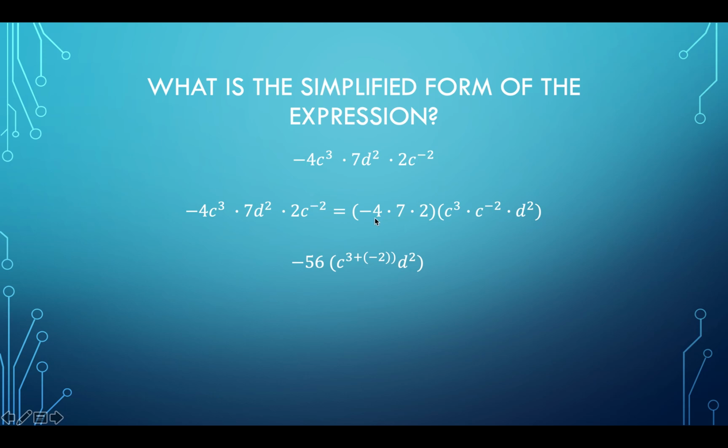So the first thing I'm going to do is multiply negative 4 times 7 times 2, and I get negative 56. And then my next thing, remember, these are the same base, so now we can add these exponents. C to the 3 plus negative 2, and then d squared. Can't do anything with this d squared because there's no other d there. So when we do 3 plus negative 2, we get 1. So your final answer is negative 56 c to the 1st d squared.